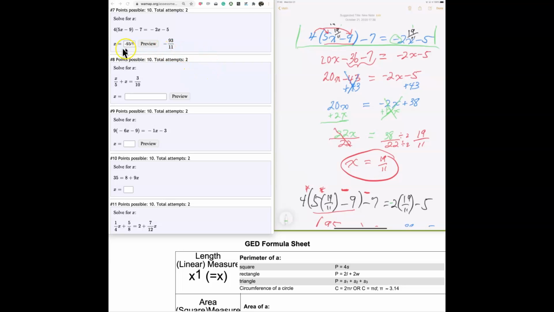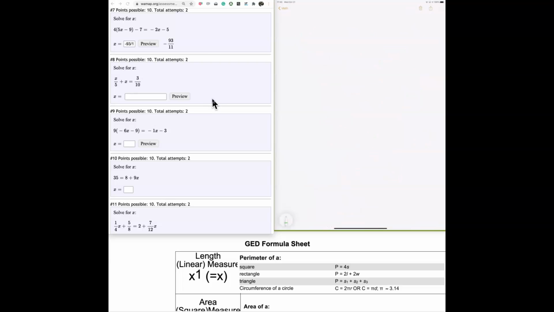Moving right along, we're going to try number 8 now. So here we go. This is x over 5 plus x equals 3/10. Hopefully this won't take too long.